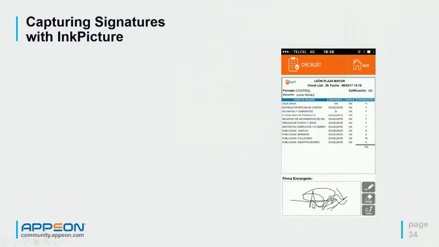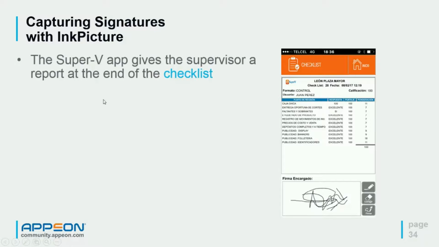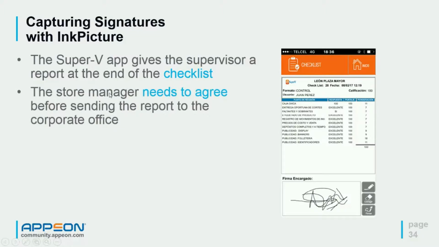Okay, I'll also show you the example of the signatures at the end of a checklist. So this is the InkPicture control. You just insert this on the window, and then you start drawing your signature, and you just sign it. So the Super V app gives the supervisor a report at the end of the checklist. This report is a data window, and the store manager needs to agree before sending the report to the corporate office. So he needs to sign right here.